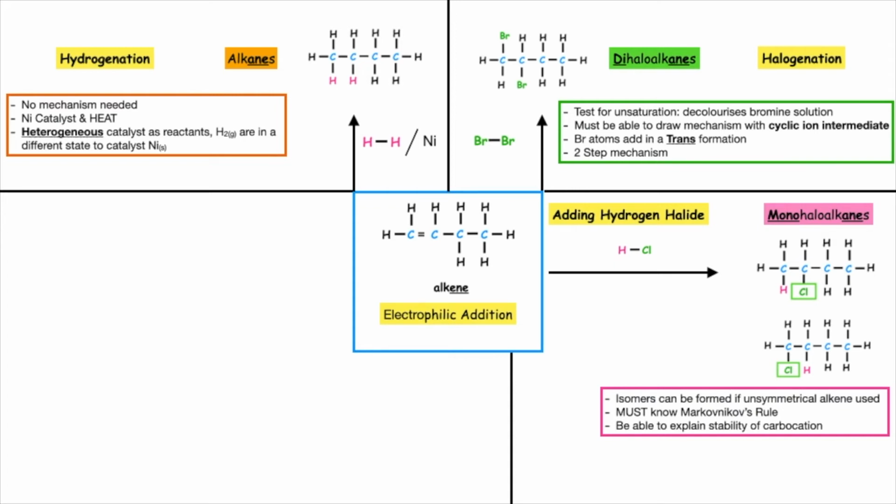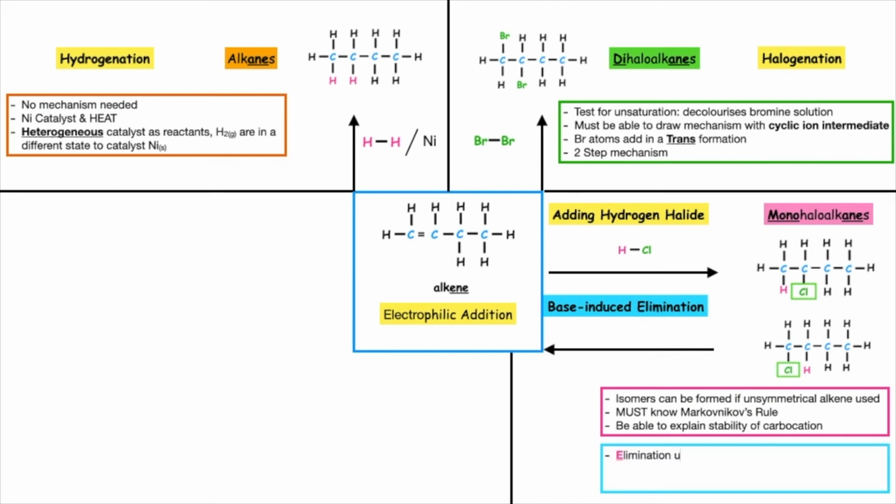With the monohaloalkanes, what we can do is take those and do a base-induced elimination to produce our original alkene. Remember that when we're doing elimination reactions, we must use ethanol as our solvent. And because it's a base-induced elimination, we want to use a base such as potassium hydroxide or sodium hydroxide, as the hydroxide ion acts as a base and accepts a proton.